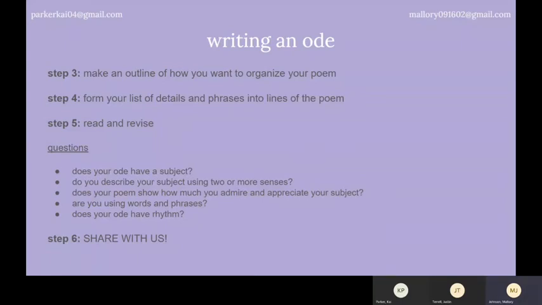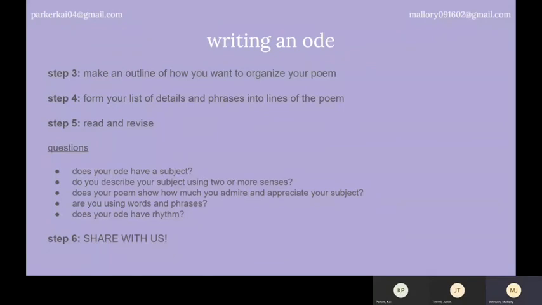Step four would be to form your list of details and phrases into lines of the poem. So, like I said, when I was thinking about ice cream as my subject and I was jotting down, oh, the color is creamy white, or it's soft to the touch, or it's nice and cold. And then I would form those details into phrases, and that could become lines of my poem.